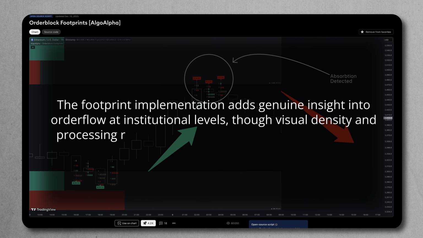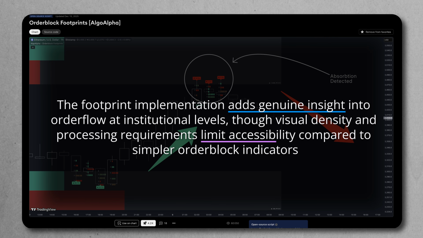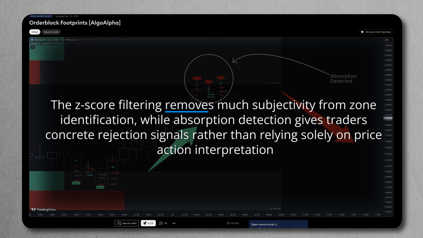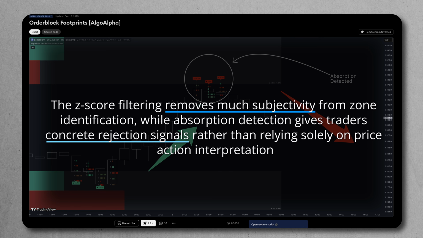The footprint implementation adds genuine insight into order flow at institutional levels, though visual density and processing requirements limit accessibility compared to simpler order block indicators. The z-score filtering removes much subjectivity from zone identification, while absorption detection gives traders concrete rejection signals rather than relying solely on price action interpretation.